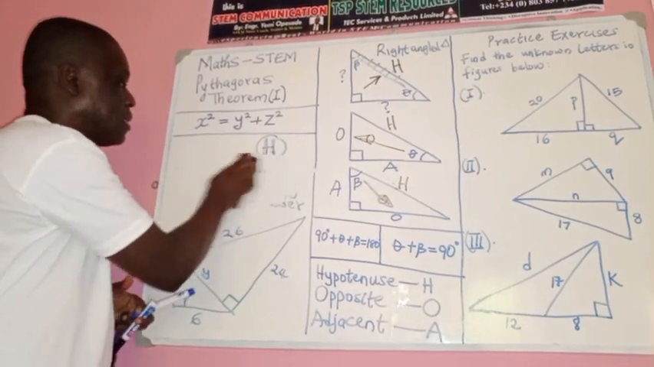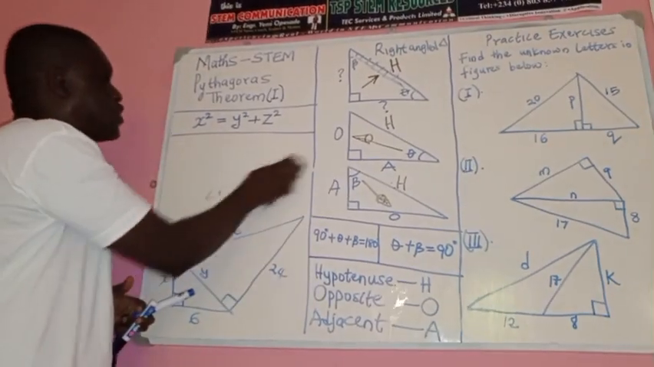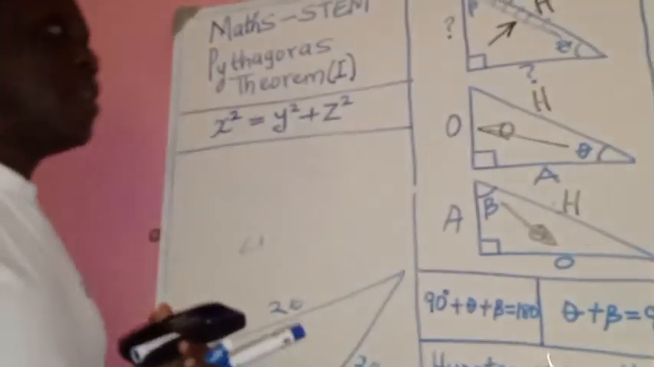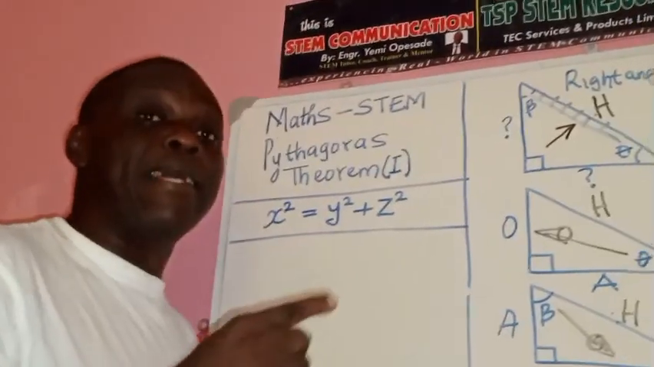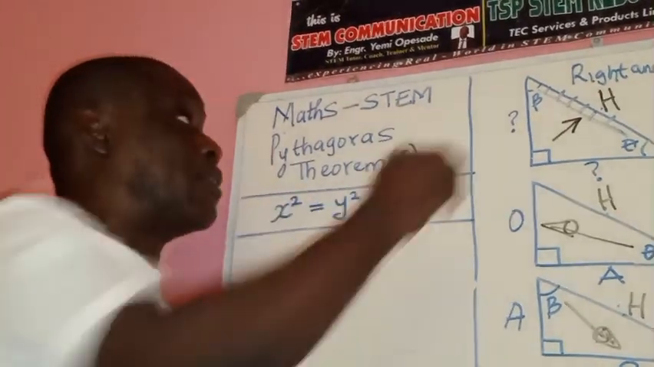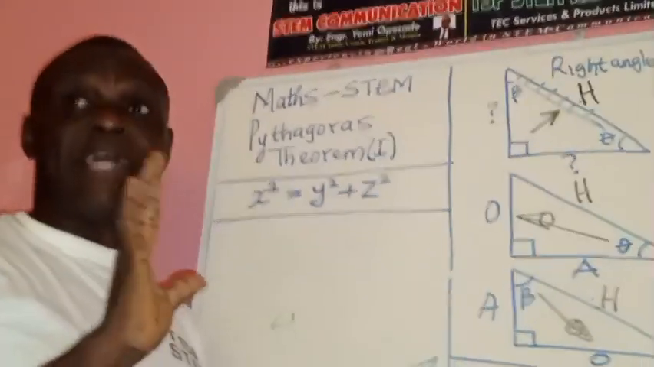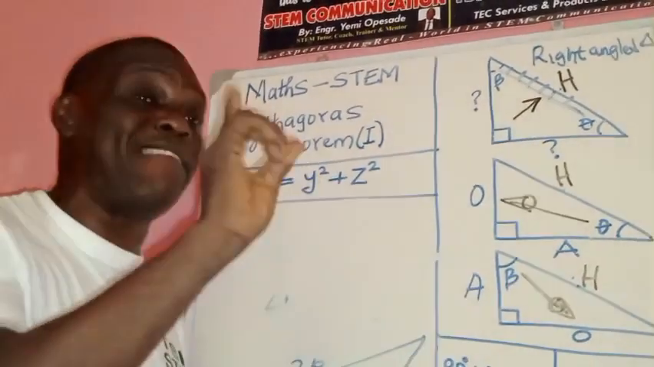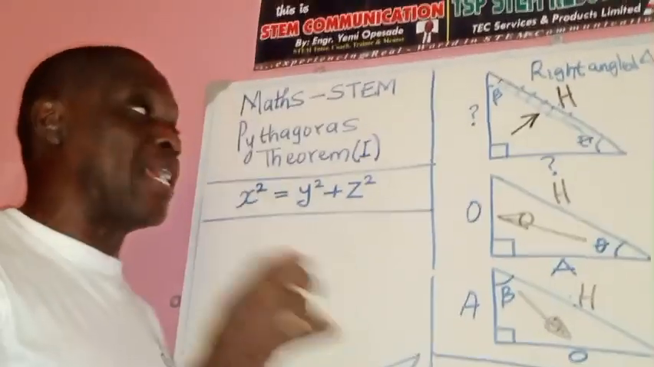Now let's come back to what we have here. What does Pythagoras theorem say? It says that if you pick the longest side, the hypotenuse, which is the longest side of any right angle triangle at any given point in time. Is that clear?